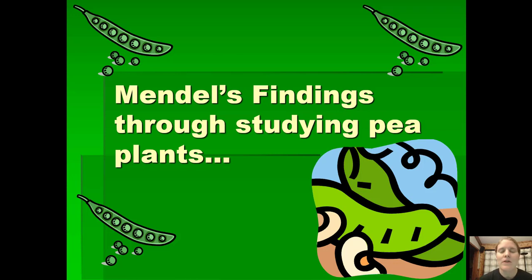Hello. We are going to continue our study of genetics this week as we look at Mendel's findings with his pea plants and use that information to allow us to start working through some Punnett square problems.